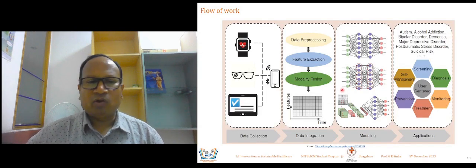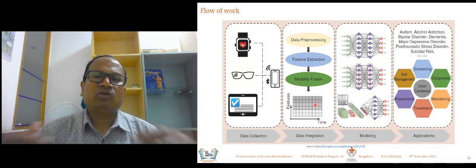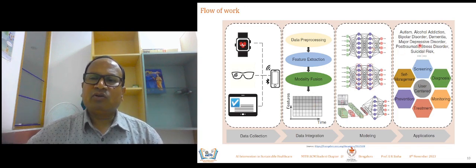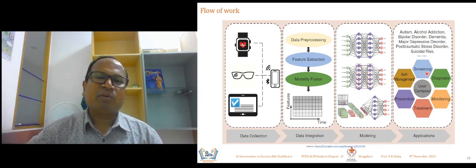So this is a flow of work where we capture the signal, we use data preprocessing, extract the features, then we can also fuse the different modalities, and then we use suitable models, and that can help in detecting certain disorder or disability, and can provide monitoring, diagnosis, screening, prevention, self management, treatment, etc. So there are a number of applications.